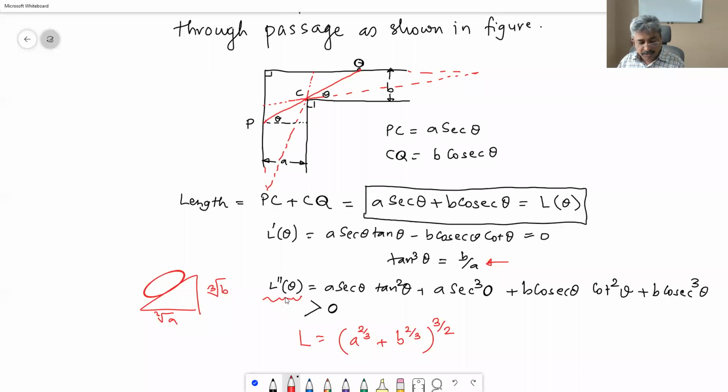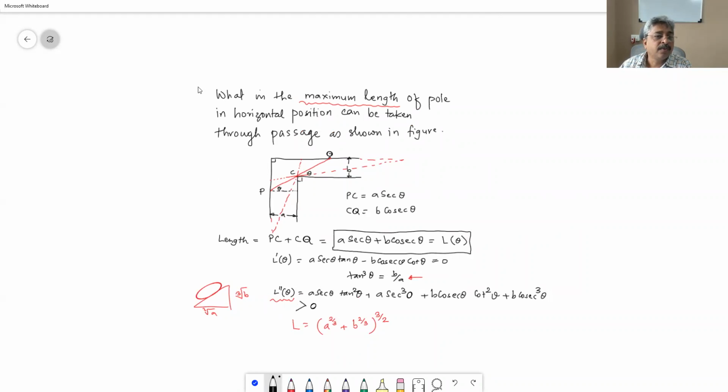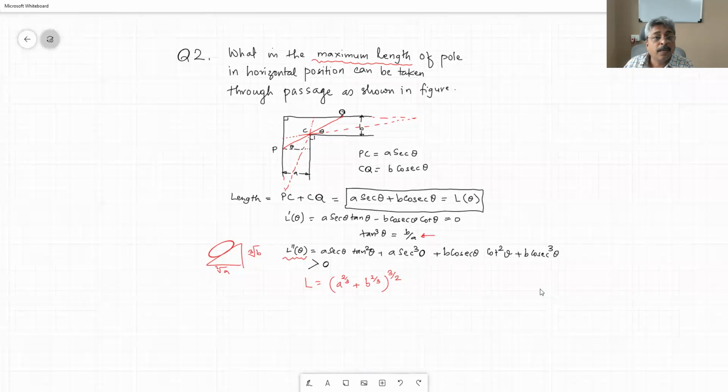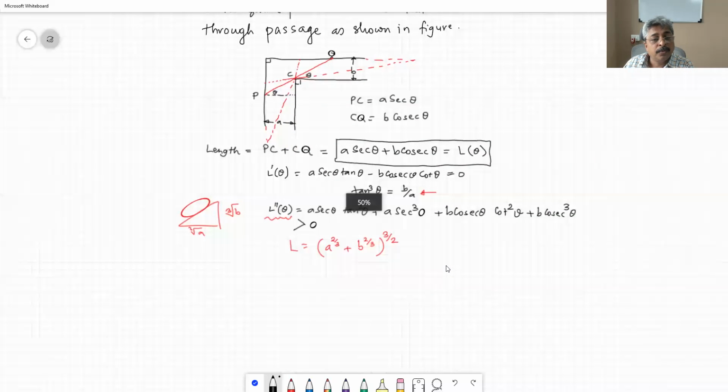Shall I give you the next problem? This was the second problem of our applications of derivatives. Yesterday we solved one, this is the second. Question 3 is our farmer problem.